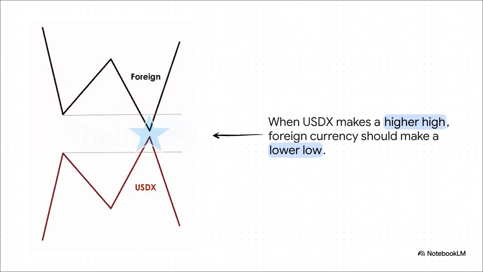And the same thing works in reverse. If the dollar index is strong and it punches up to a higher high, we fully expect to see foreign currencies showing weakness and making a lower low. When you see this perfect inverse correlation playing out, that's a huge green light for the current trend.